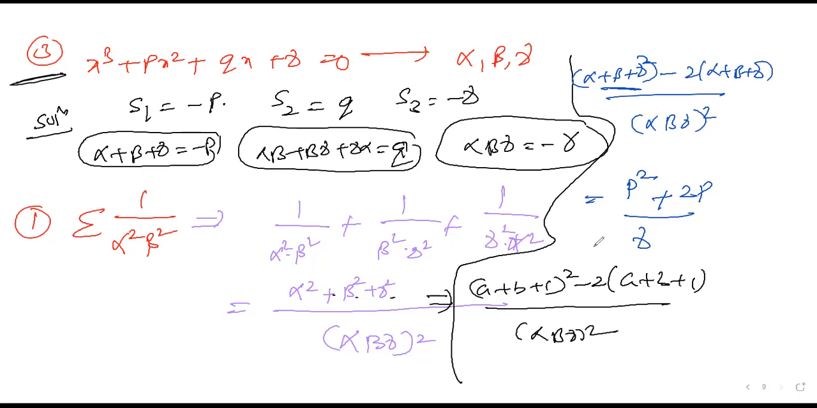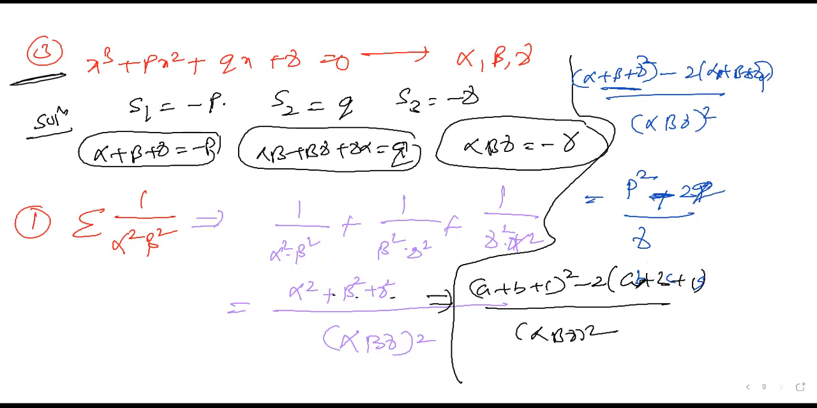This is here (a + b)² = a² + b² + 2ab, plus 2 times (ab + bc + ca), right? This I missed. Yes, sir. Alpha beta, beta gamma, gamma alpha. This becomes s2. S2 becomes p² − 2q.